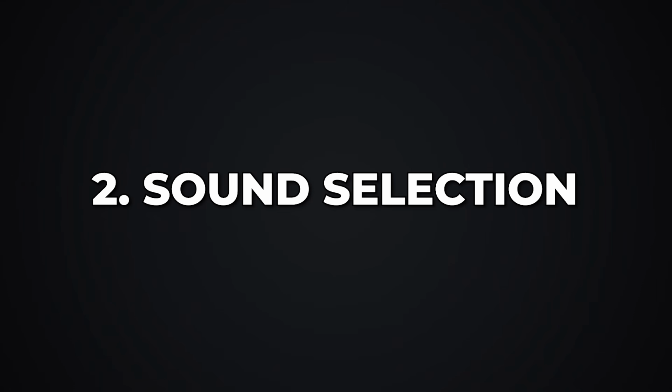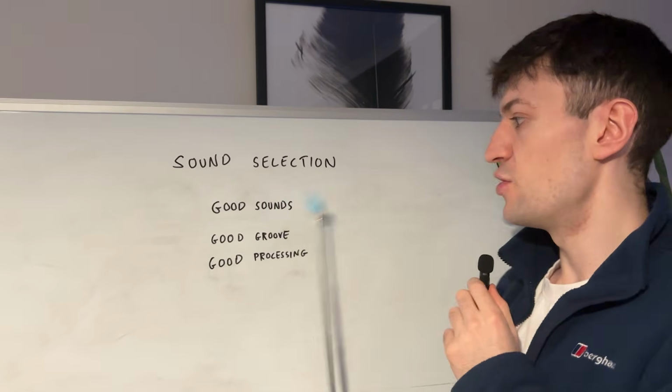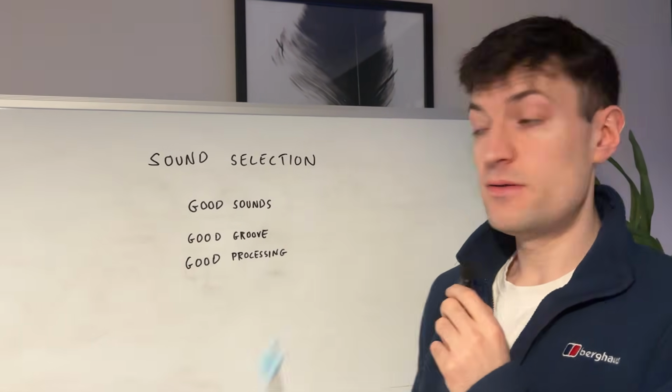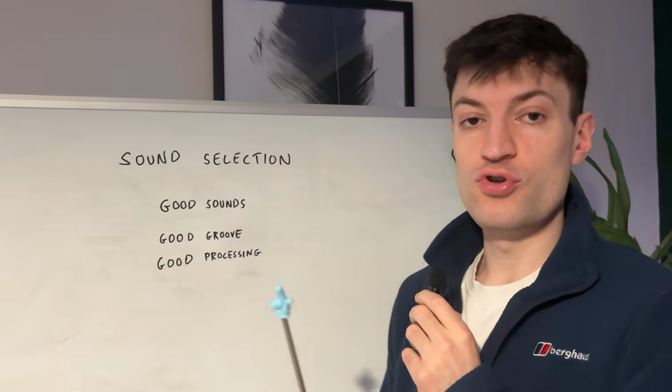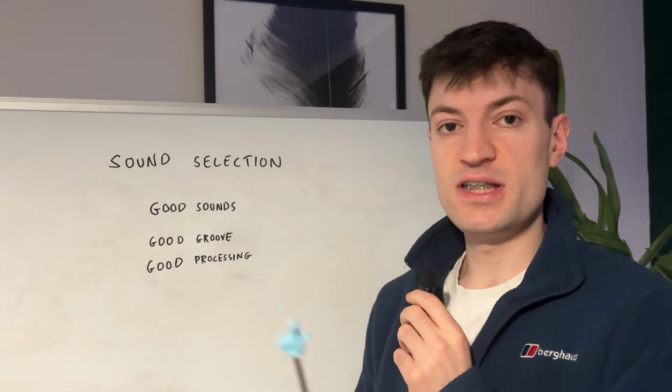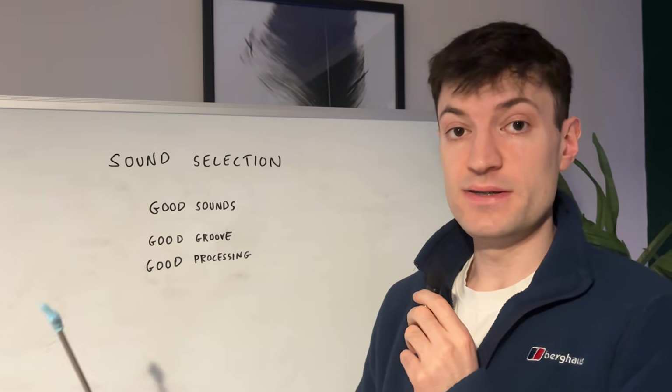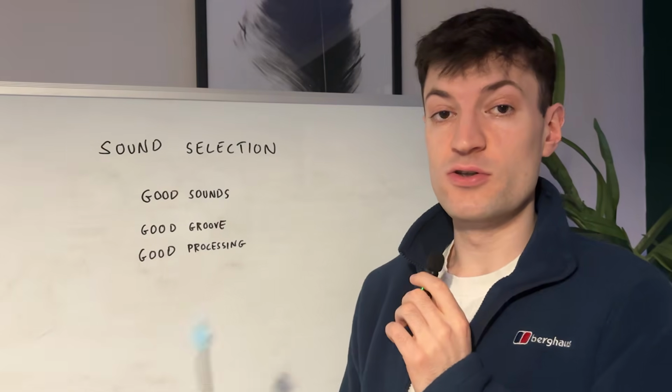Sound selection is really important to making good drops. You need to be able to pick good sounds, which is the hardest part. Then you need to be able to create good groove within your sounds, especially in the drums and then the basses. You then need good processing on your sounds.